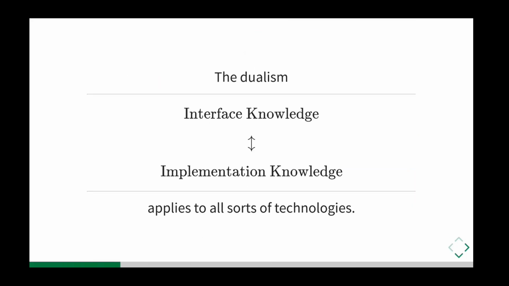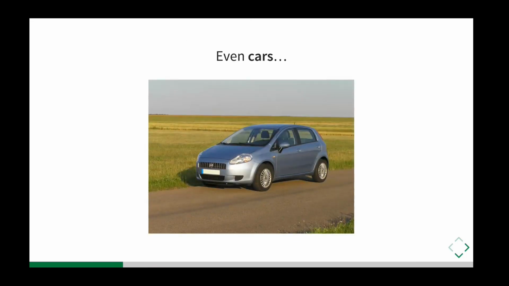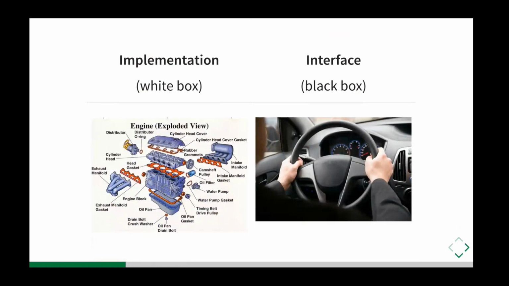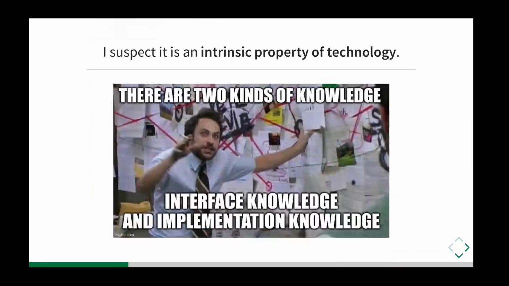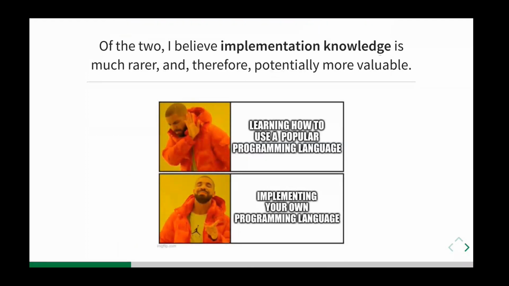And so this kind of dualism interface implementation applies to all sorts of technologies, even for cars, for example, basically, because one thing is to drive a car, to understand how it's driving. One thing is to build a car, to understand how it is built. It is intrinsic to technology because every tool is made in one way and is used in a different way. So this also goes for software. The way we use software is not the way it is built, it is different. And I like implementation knowledge more, but this is my thing, so it's not that important.